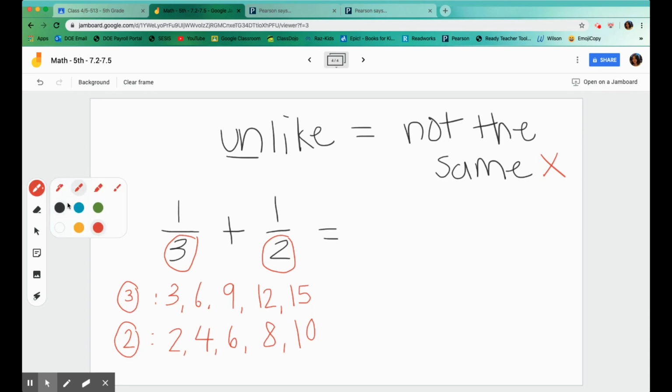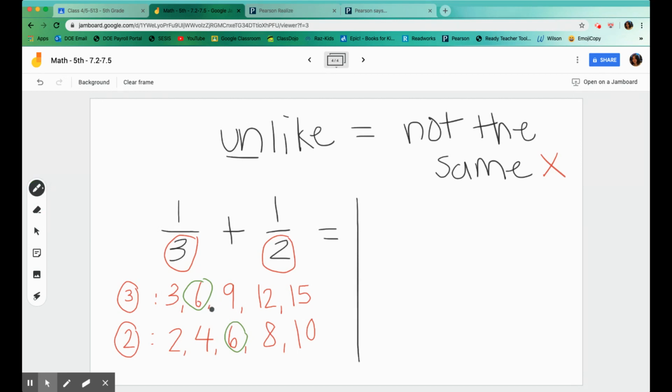So then after we make the list, we're going to see if there's a number that's in common in both lists. So it's a number that's in the 3 list and a number that's in the 2 list. Let's say the 3. No, the 3 is not in here. The 6, oh, the 6 is in common. So I'm going to focus on my number 6.